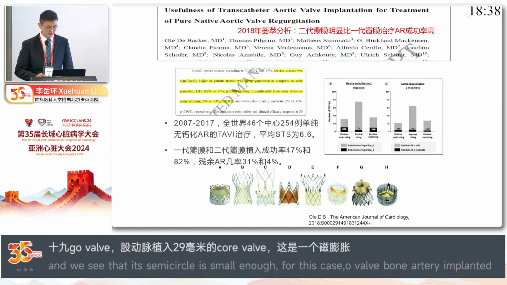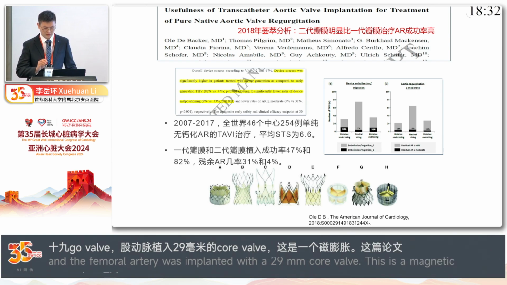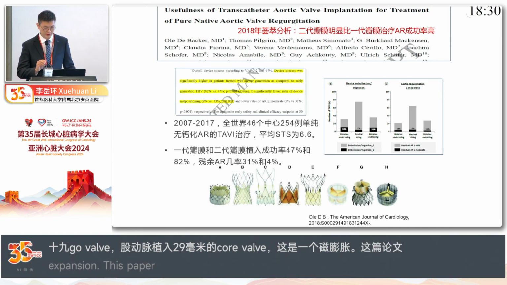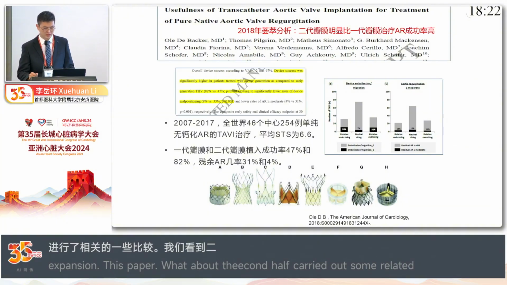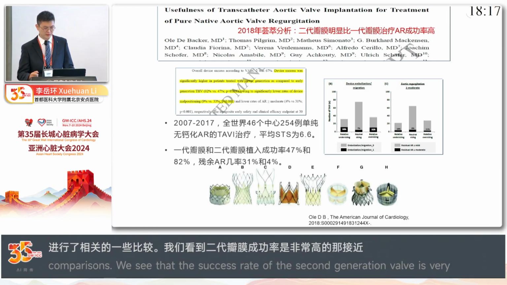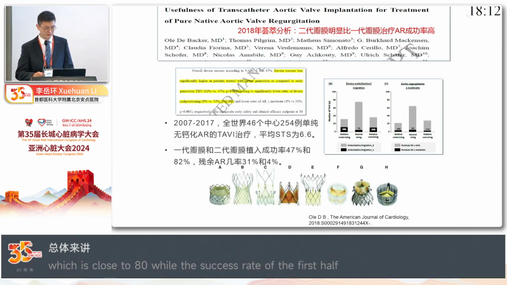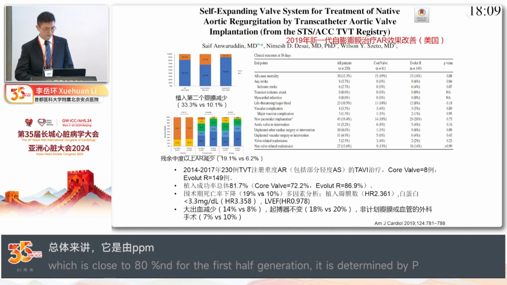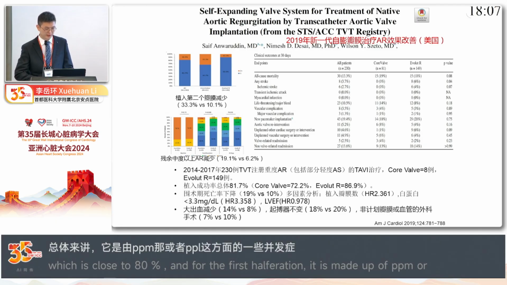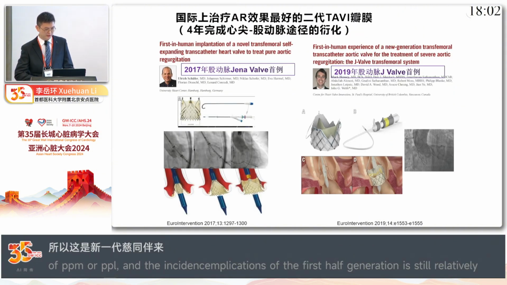And this article compares the first and the second valve. We can see the second valve's success rate is very high, almost 80%. But the first had many complications, with a very high rate of PVL and PPM. This is the first self-expanding valve for aortic regurgitation, with many complications.